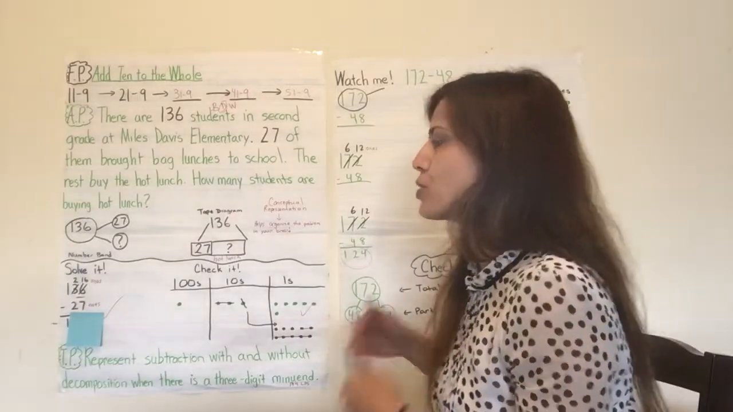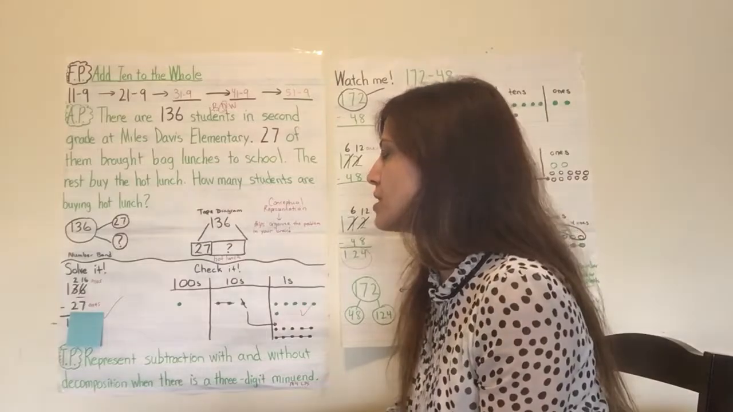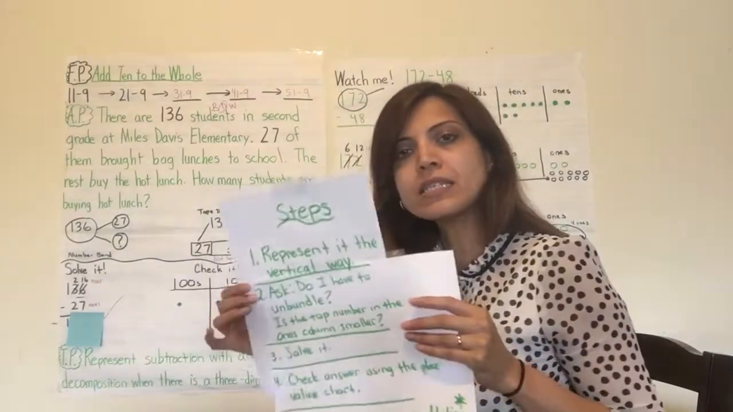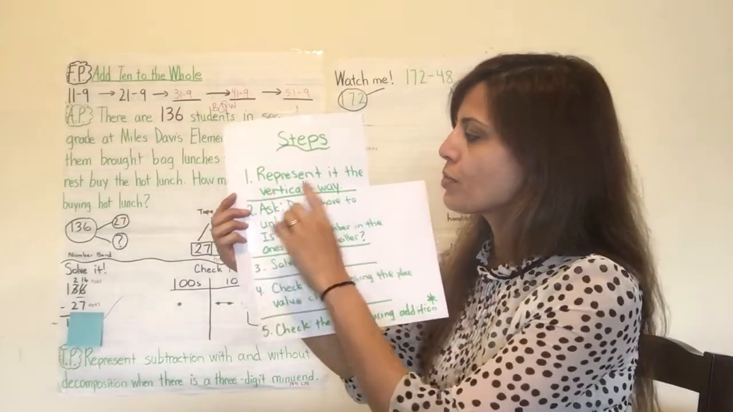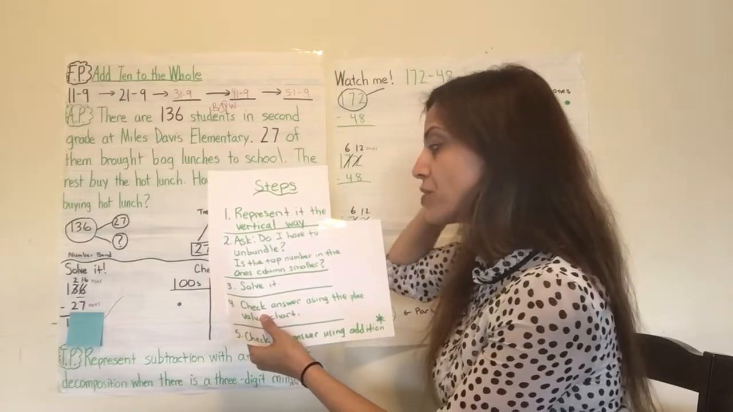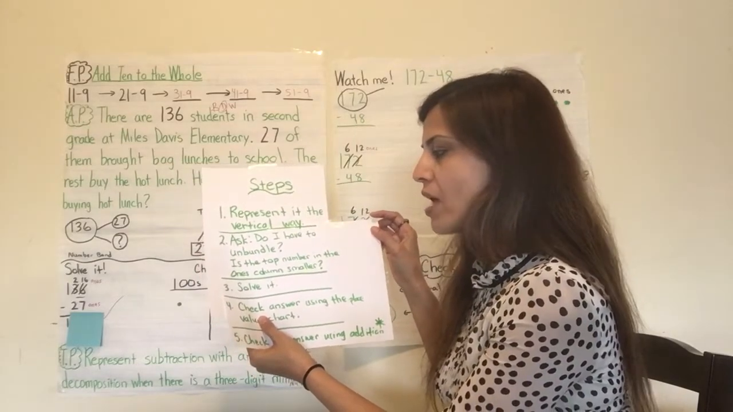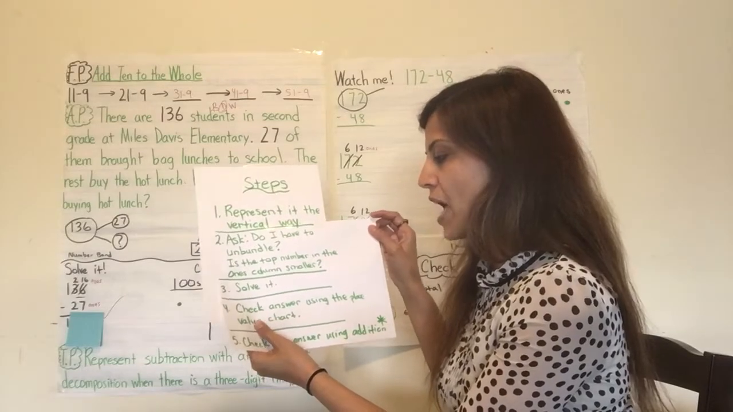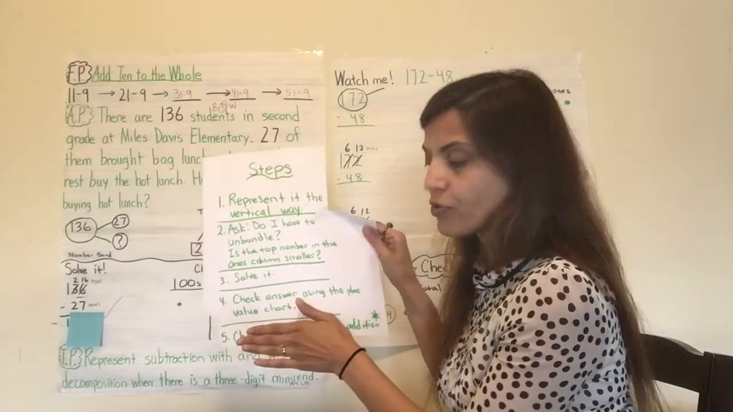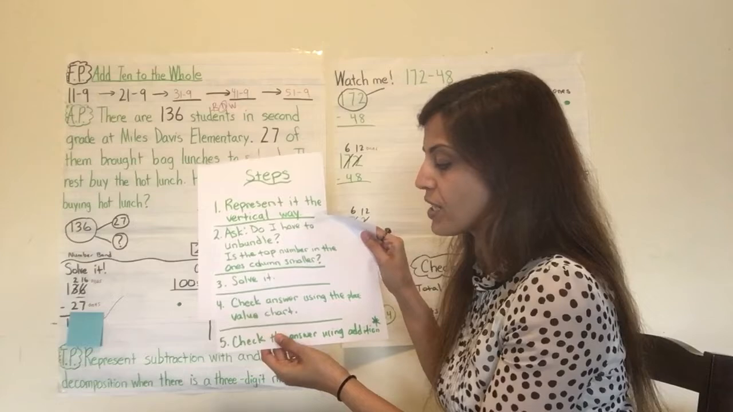Okay, now I'm going to solve it. So the second step I'm using is solving it. So I have 136 minus 27. According to the steps, represent it the vertical way. I did do that. Ask myself, do I have to unbundle? Is the top number smaller in the ones column? And then 3, solve it. And then 4, check the answer using the place value chart. Ignore 5. We will revisit this in a few.